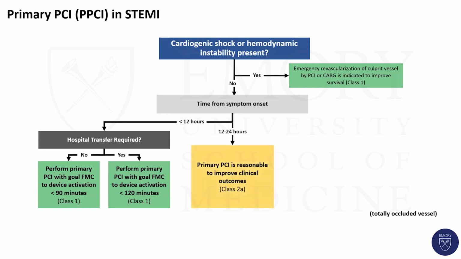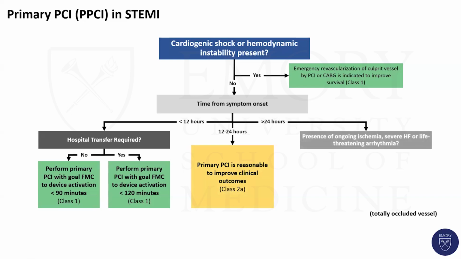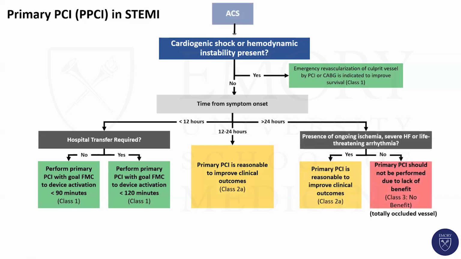If the time of presentation is 12 to 24 hours, it may still be reasonable to perform primary PCI to improve clinical outcomes. This is a class 2A. If it's more than 24 hours and the patient has ongoing ischemic symptoms, severe heart failure, or life-threatening arrhythmias, primary PCI is still reasonable to improve clinical outcomes as a class 2A. If the patient is having no symptoms and the vessel is occluded, primary PCI should not be performed due to lack of benefit, class 3.